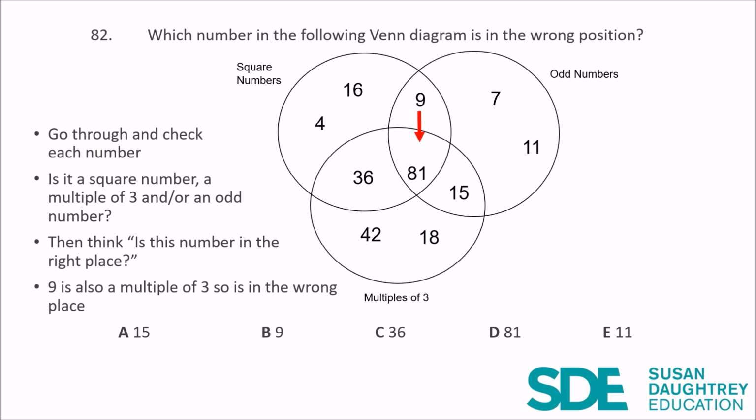The 9 is also a multiple of 3. So 9 is in the wrong place. It should be in that part where the 81 is placed. So my answer would be B, 9 is in the wrong place. It's in that part where the 81 already is.